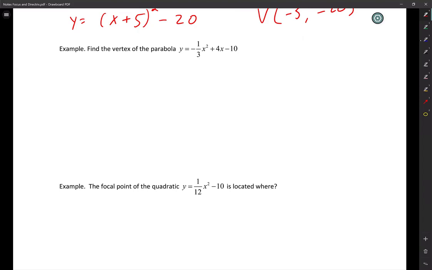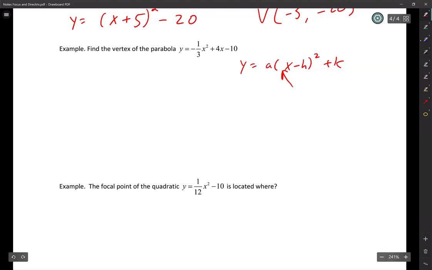This example, find the vertex for the parabola, negative 1/3 x squared plus 4x minus 10. All right, I need to make this look like this, guys. So this is the first time you guys have had something that's besides a 1. Now you have a negative 1/3 in there. Don't worry. It's not going to be that hard, trust me.